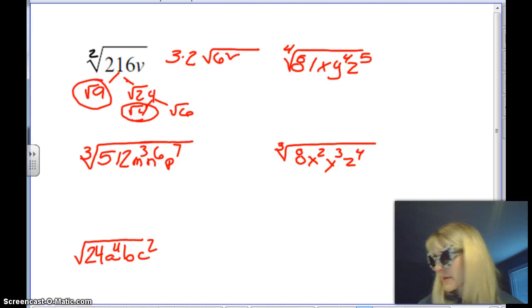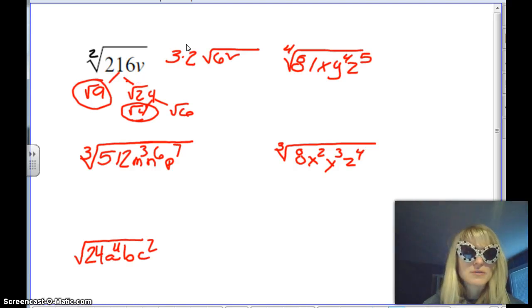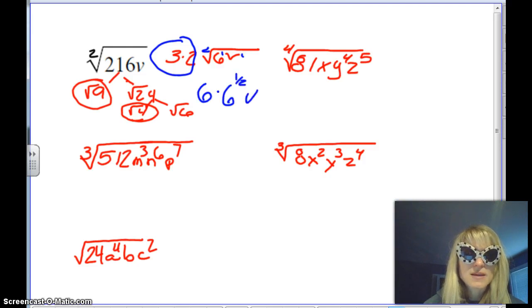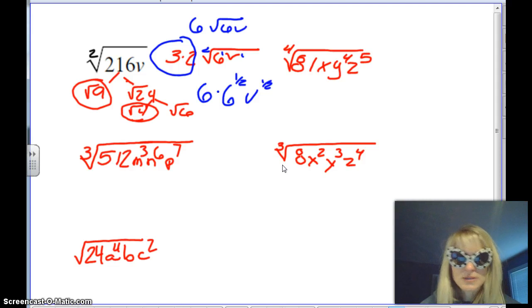So now to simplify that, I'm going to do my math here. I know 3 times 2 is 6. And then I can change this, since I know this is the square root and these both have exponents of 1, so I can change this to 6 to the half, v to the half, because it's 1 over 2 and 1 over 2. Or if it wants you to leave it this way, I could leave it as 6 square root of 6v. It just depends on what the question is asking you.